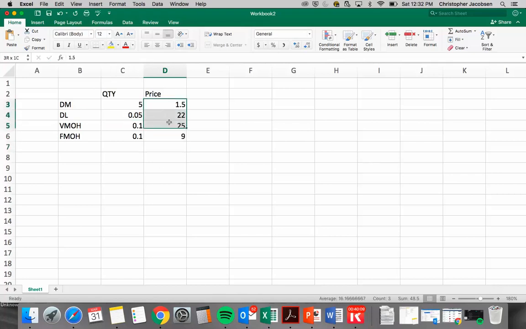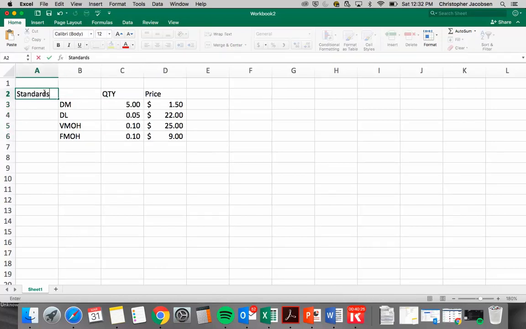So these would all be dollars. So throw some dollars there. These are all hours, so we're just going to make those numbers. There we go. So that's our standards. Here's our standards. And then here's some of our actual information. All right, so we have actual, and we're talking about direct materials.